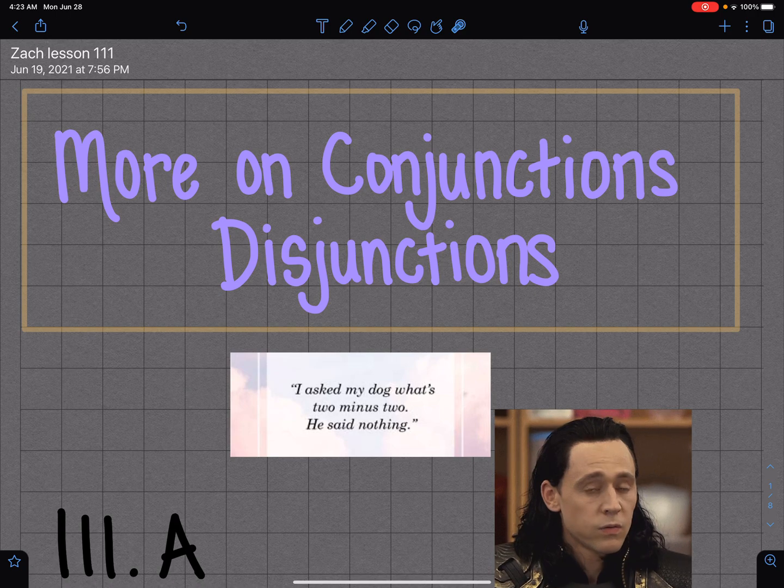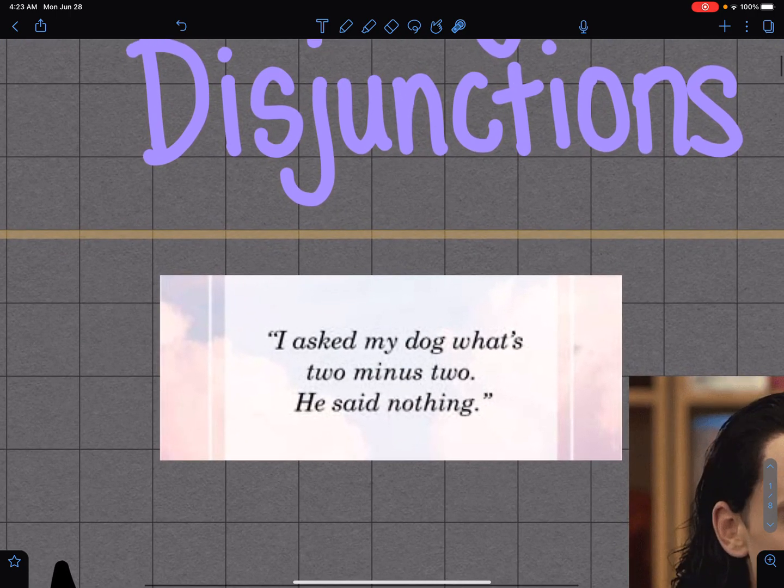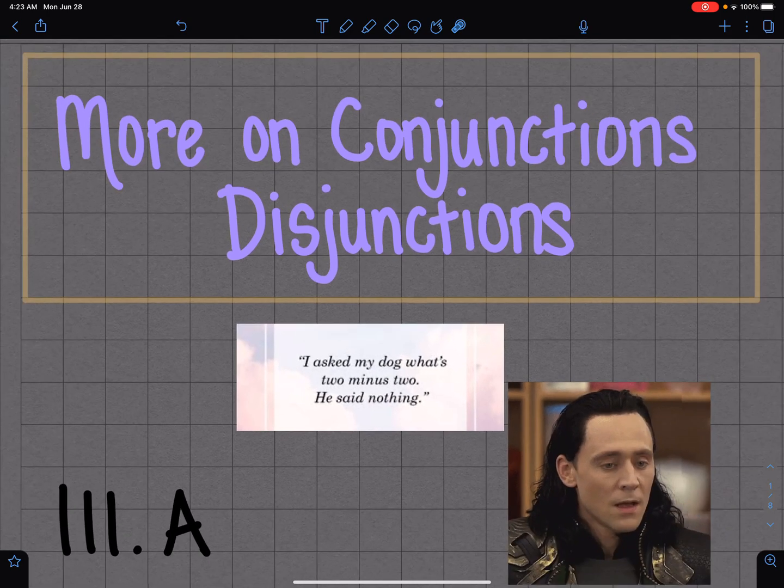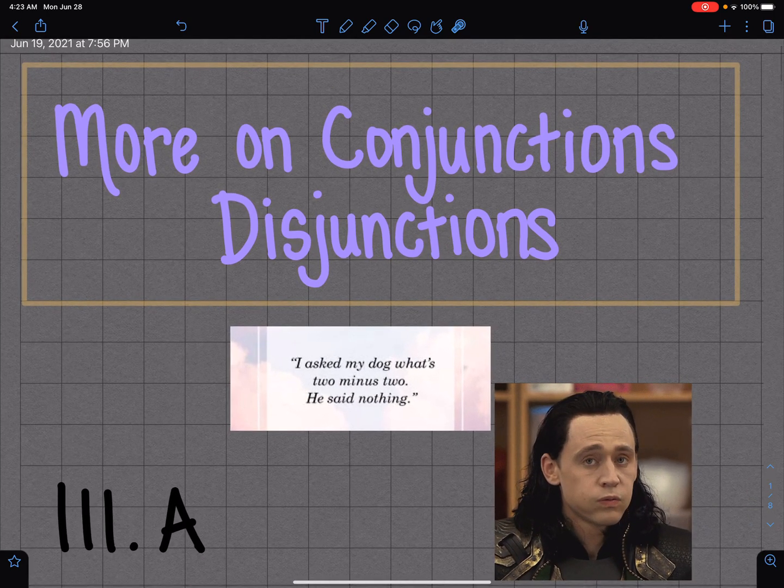disjunctions. Okay, first of all, here we go. I asked my dog, what's 2 minus 2? He said nothing. That's a pretty smart dog, right?